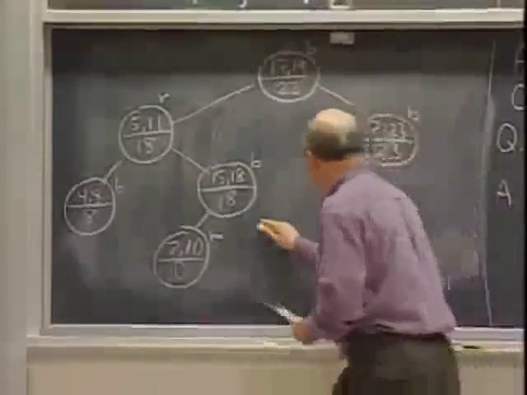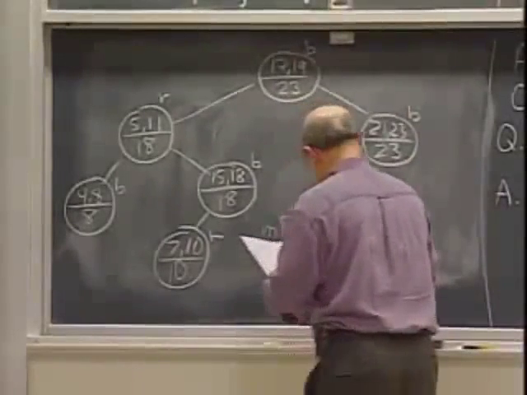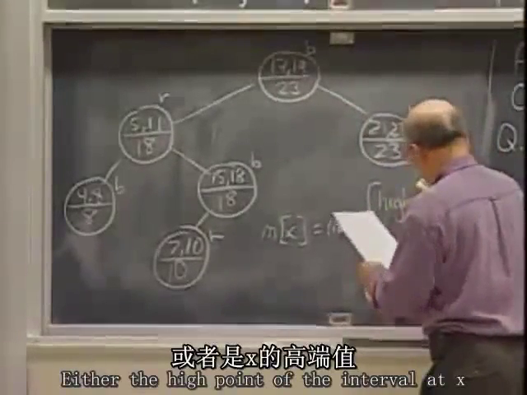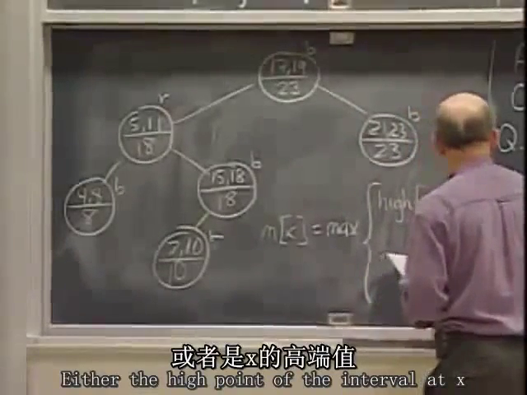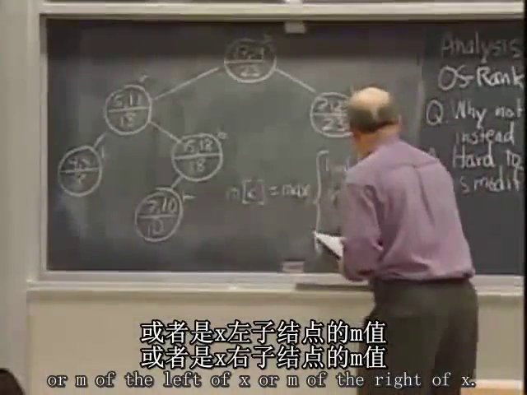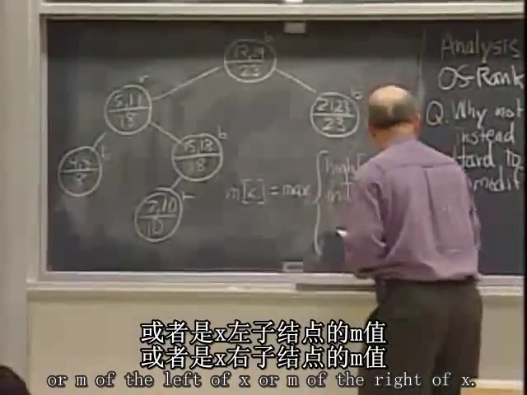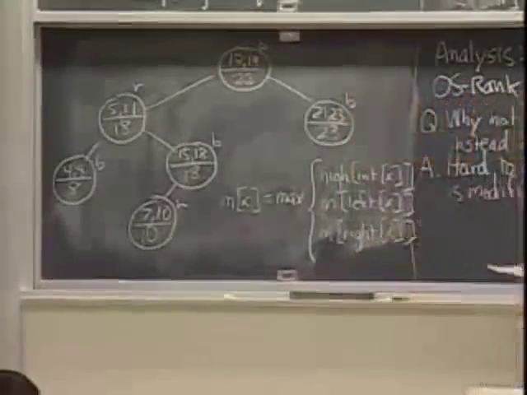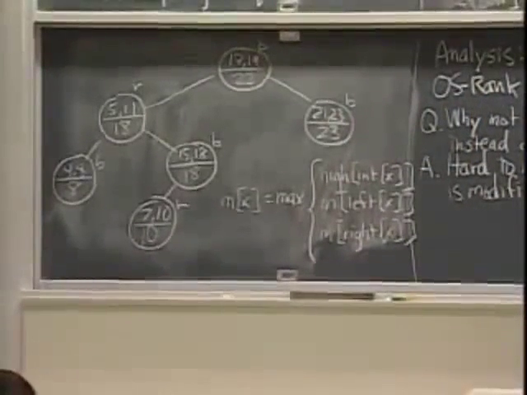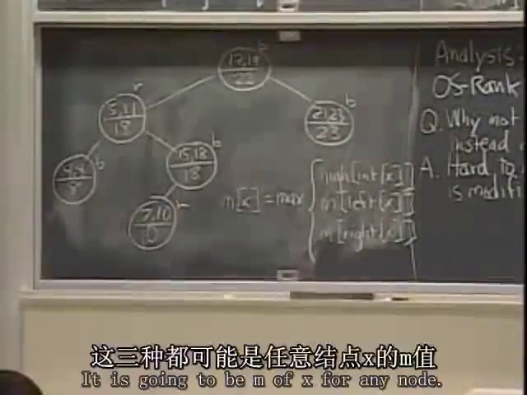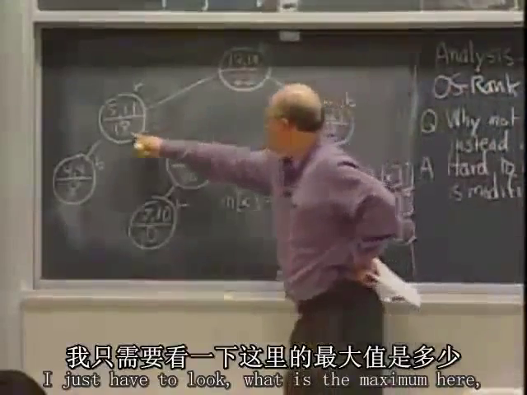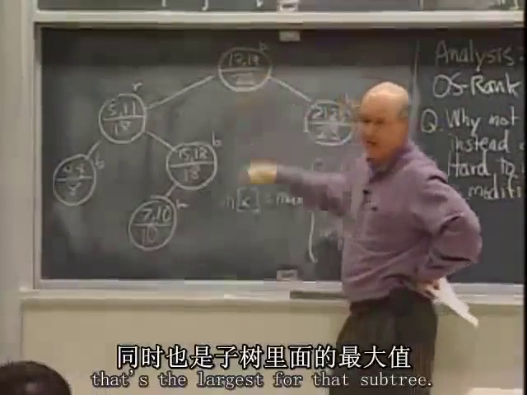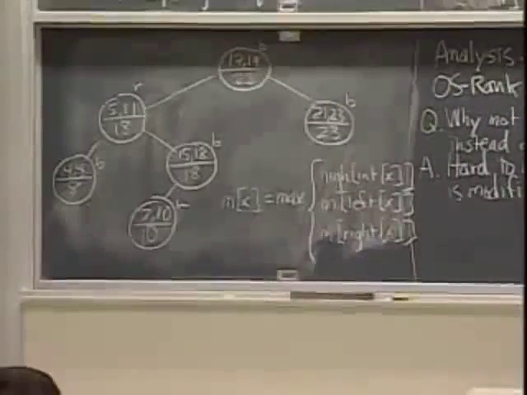So in general, M is going to be the maximum of three possible values: either the high point of the interval at x, or M of the left of x, or M of the right of x. Does everybody see that? So it's going to be the M of x. For any node, I just have to look at what's the maximum here, what's the maximum here, and what's the high point of the interval. Whichever one of those is largest, that's the largest for that subtree.